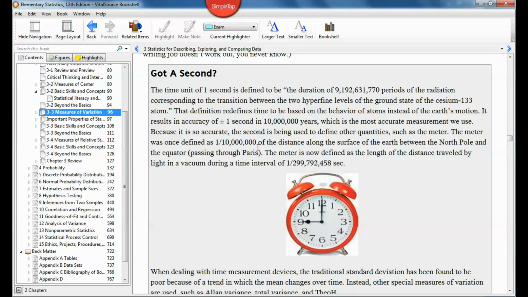The meter was once defined as 1/10,000,000th of the distance along the surface of the Earth between the North Pole and the equator, passing through Paris. The meter is now defined as the length of the distance traveled by light in a vacuum during a time interval of 1/299,792,458th of a second.